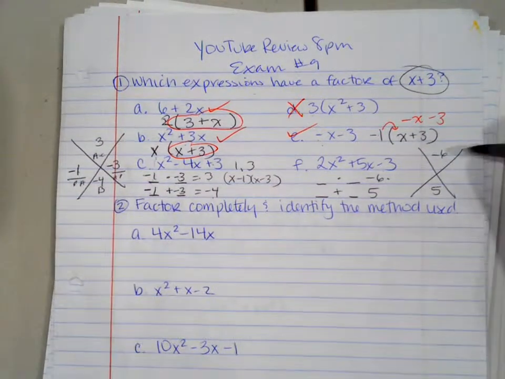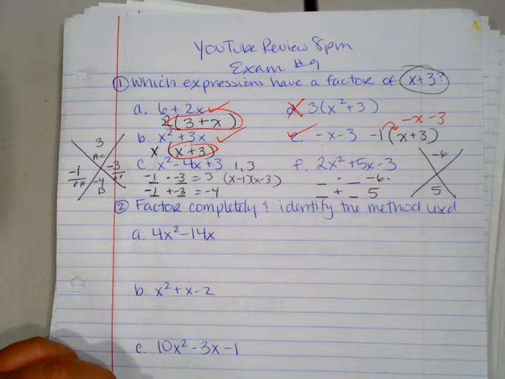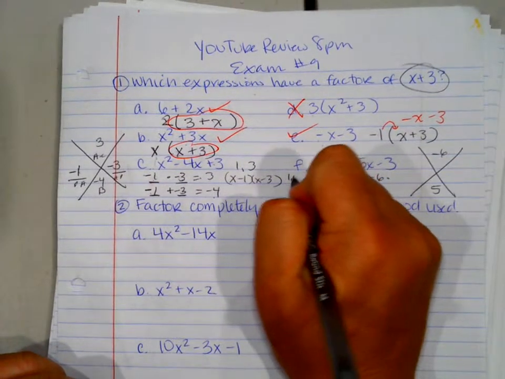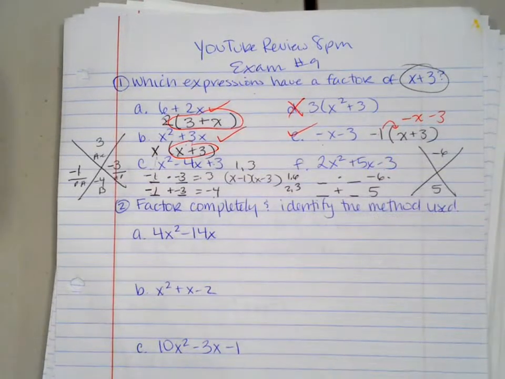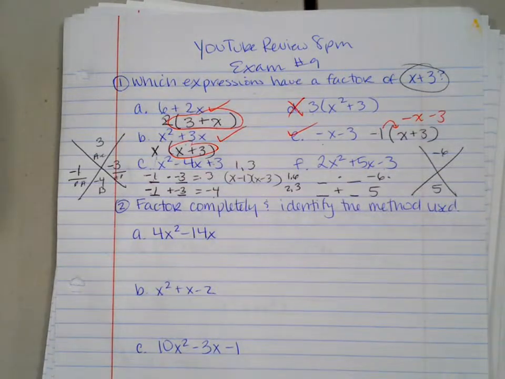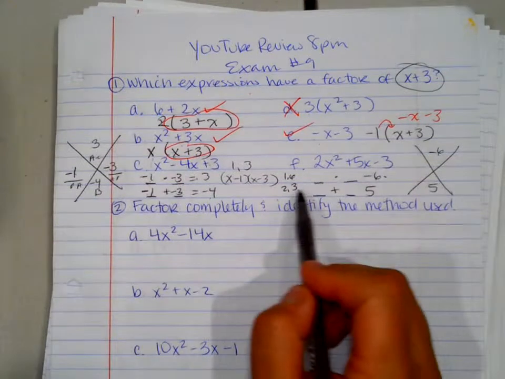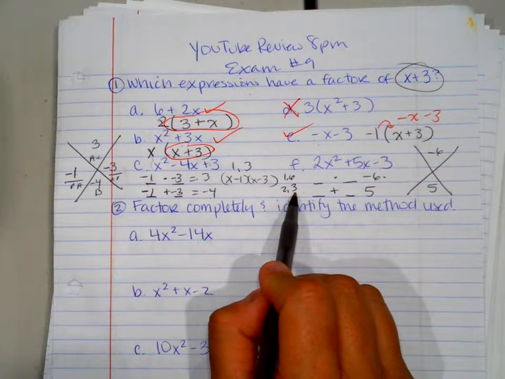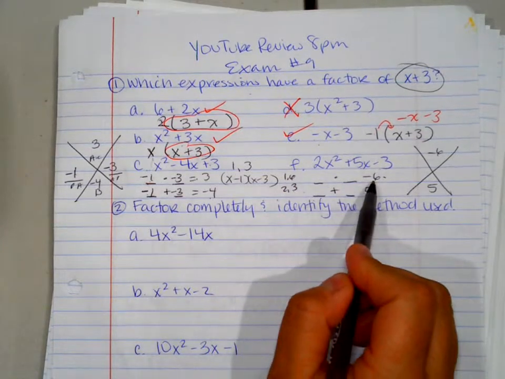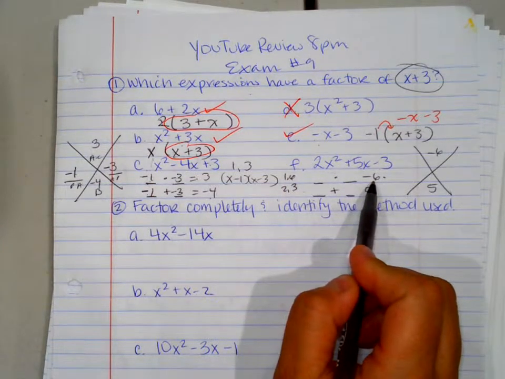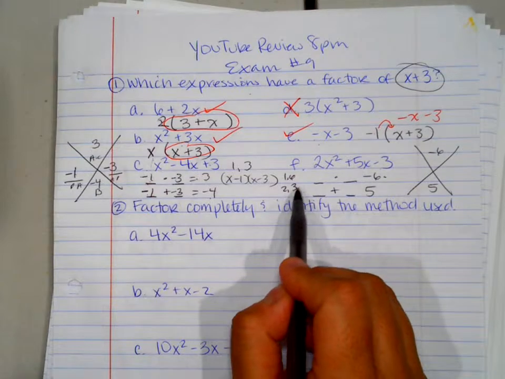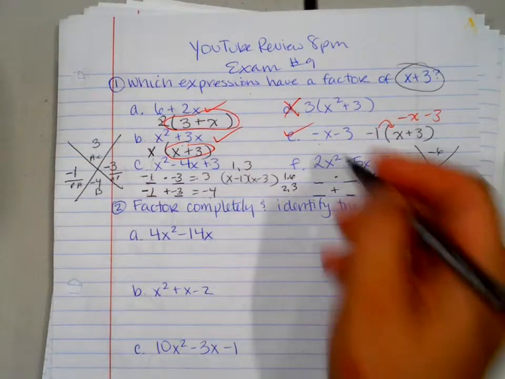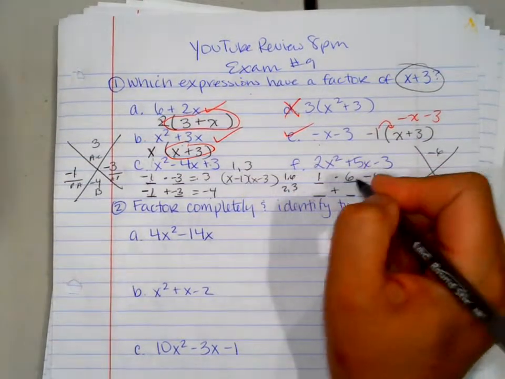Okay, so what are my factors of 6? If I can't come up with them off the top of my head, let's write them down. I've got 1 and 6 and 2 and 3. If I try 2 and 3, if I do negative 2 times negative 3, that's going to get me a positive 6, so that's not going to work. If I do 2 times 3, that's going to get me a positive 6, so that doesn't work.